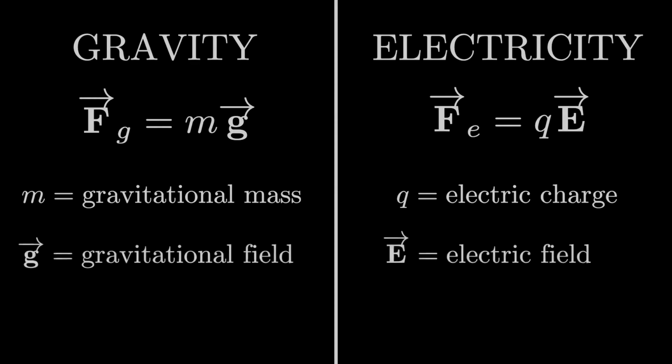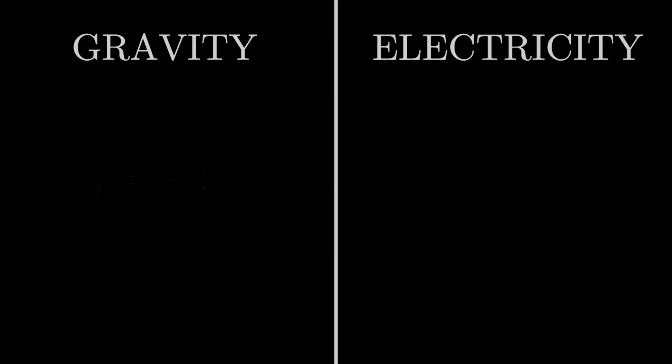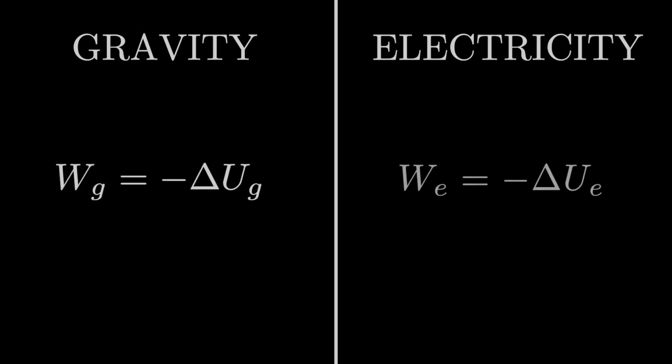Now we're about to apply the same connection to work and energy. The work done by gravity is equal to the negative change in gravitational potential energy, like we saw earlier. Our connection here then is the work done by the electric field is equal to the negative change in electric potential energy.